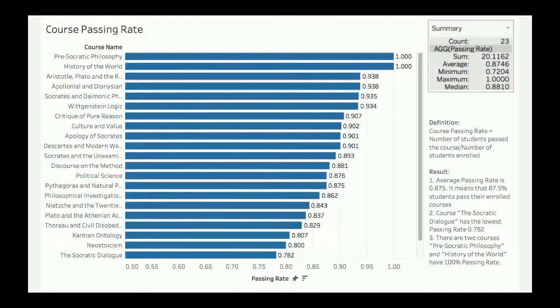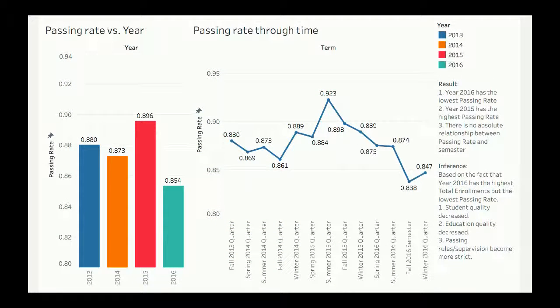Okay, this graph shows the relationship between the passing rates and the time. The first graph is the passing rates versus year. As we can see, there are no obvious differences between each year, but we can see that the year 2016 has the lowest passing rate, and the year 2015 has the highest passing rate.